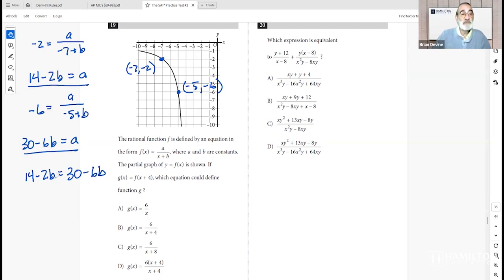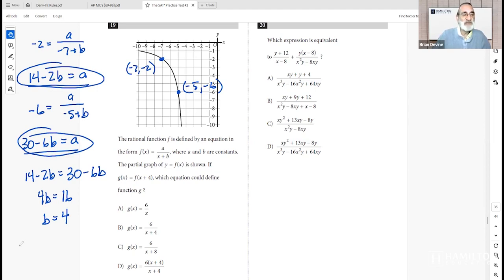And I can solve that for b. I'll add 6b to both sides. I'll subtract 14 from both sides. And I'm going to get 4b equals 16. So b is going to equal 4. And if b equals 4, I can put that in either of the two equations that I found to find a. So I'll put it in the second one. 30 minus 6 times 4 is going to equal a. So now we have b is 4.